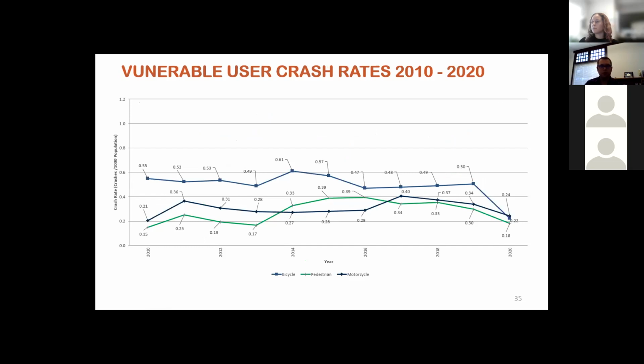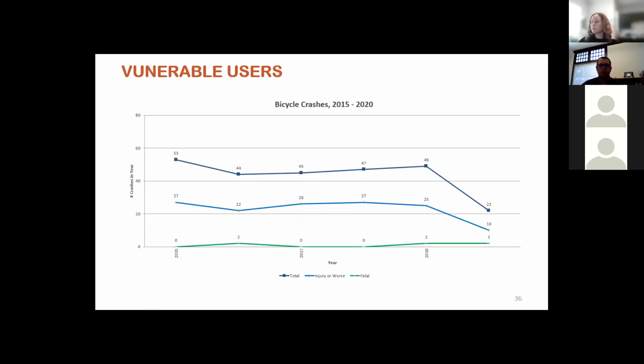Vulnerable users, again, positive trends here. We saw a reduction in the crash rate for all of the vulnerable users. We have the bicycles, pedestrians, and motorcyclists really among the lowest rates we've had in quite some time for all of those user groups. Next slide, please. Bicycle specific, when we look at bicycle crashes, again, in line with what I've been saying, there are positive trends and reductions in at least the total number of crashes or the injury or worse crashes. We did have 2 fatal bike crashes in 2020. Next slide, please.